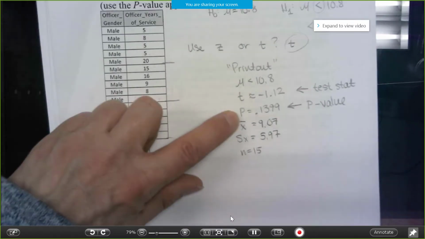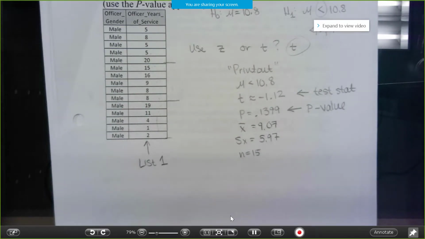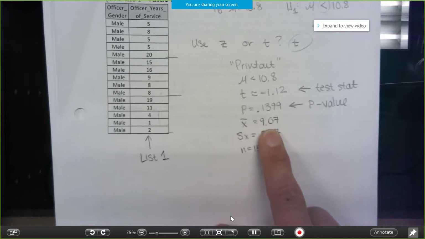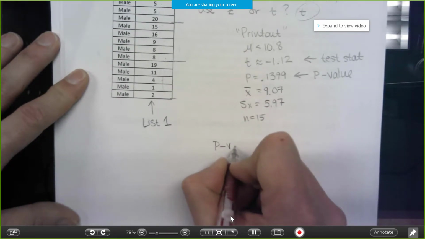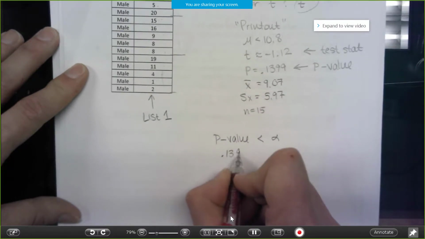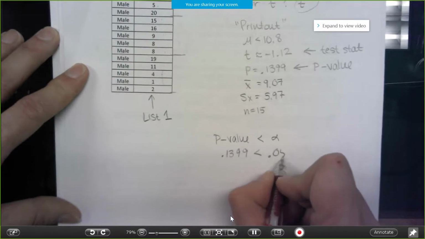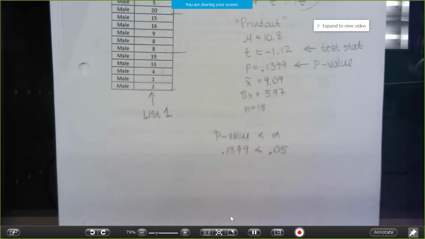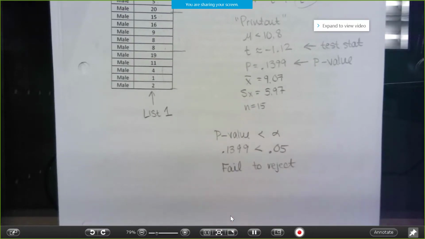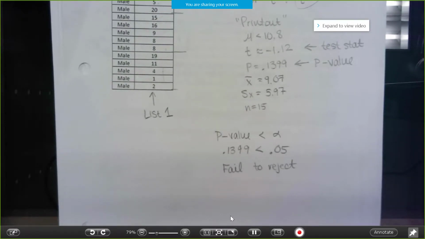Right, because the p-value, so this is saying there's about a 14% chance we'd get an average of a little over 9 years, even if the null is true, right? So since the p-value is greater than alpha, because our p-value is 0.1399, it's more than the level of significance, which is 0.05, we fail to reject. So just because our sample average is smaller, like the claim, it's not statistically significant, right?